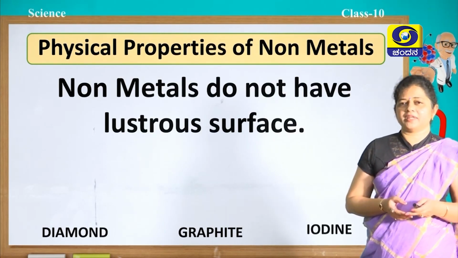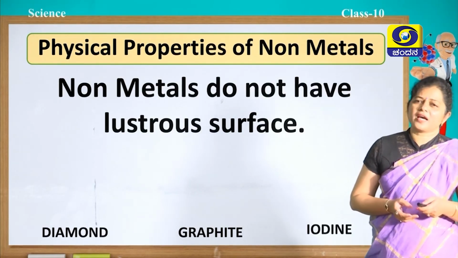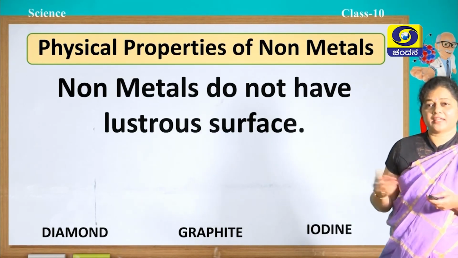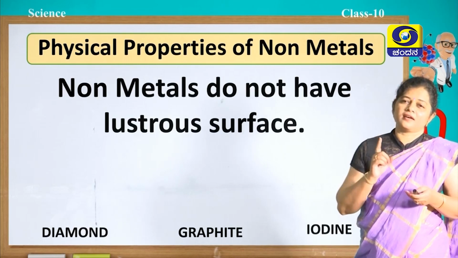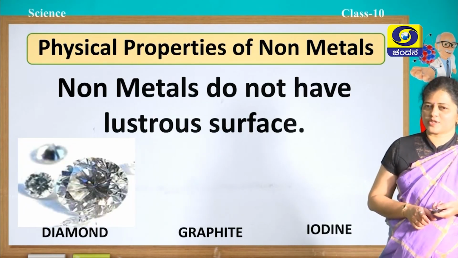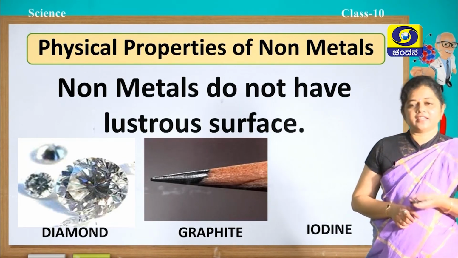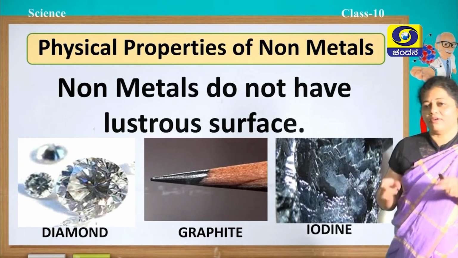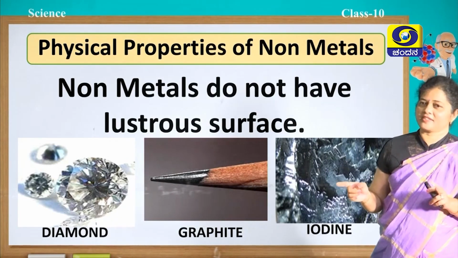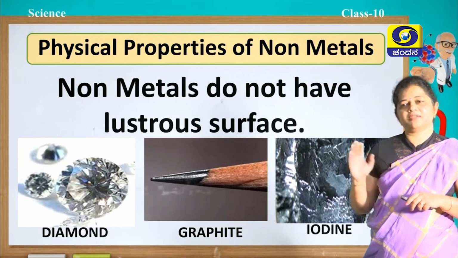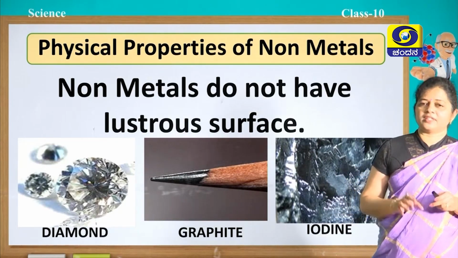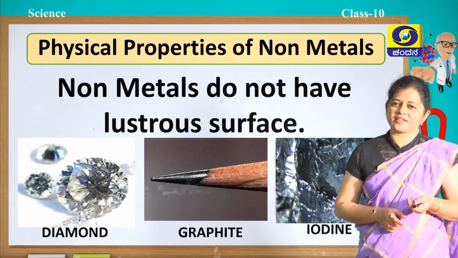Now coming to the non-metals. The non-metals generally do not have a lustrous surface. There are non-metals like diamond, graphite and iodine, which have a lustrous surface. Now you can see here, this is diamond, this is graphite and this is iodine. All of them, though they are non-metals, have a shiny surface. You can see the shining surface of the diamond, graphite and iodine.